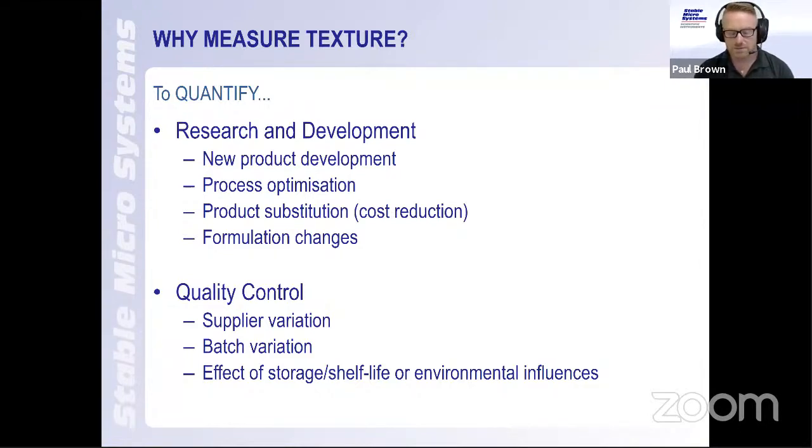Obviously, there is potential for quality control as well, to making sure that there is minimum batch variation, or whether it be for storage, for shelf life. Of course, environmental influences change as well, but the supply variations. So if you're changing suppliers for ingredients, again, this can change the final stages of the product, and hopefully our instrument can help quantify those as well.